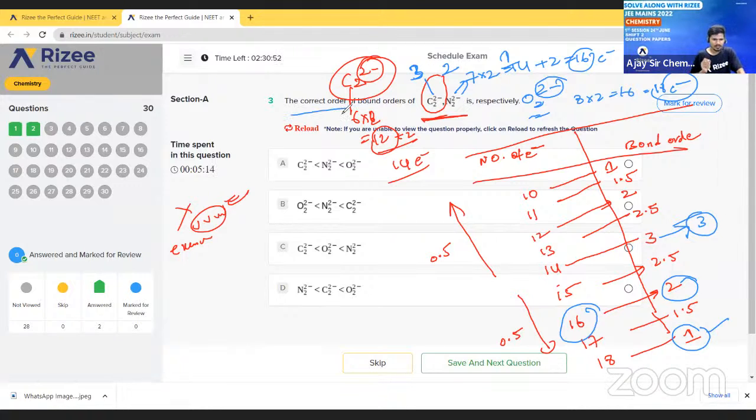Correct order. Okay? So C2 has the highest bond order. Where is C2 having the highest bond order? See here, in option B. Option B is the correct option. C2 has 3, N2 has 2, and O2 has 1. This is the increasing order of bond order. Very simple.